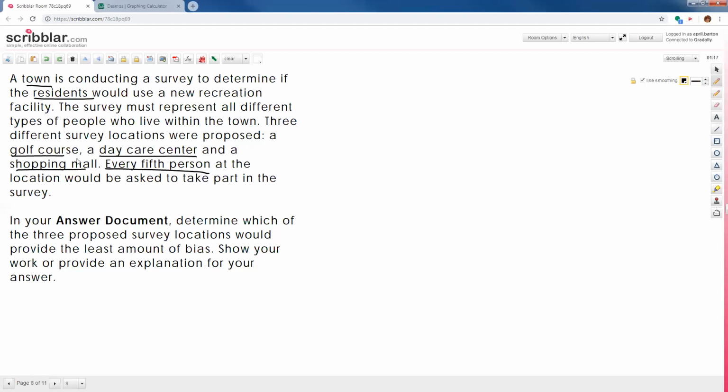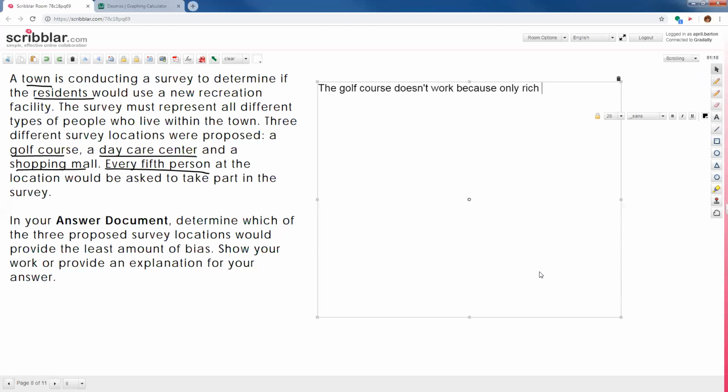So which place, the golf course, daycare center, or shopping mall, which one would have more types of people from the town? Shopping mall. Good. The golf course is a bad idea because only rich people golf. It costs a lot of money to golf. Right. So I would give some sort of an explanation like that. The golf course doesn't work or is a bad idea because only rich people can golf because it's expensive. Or something similar. So it doesn't represent everyone.